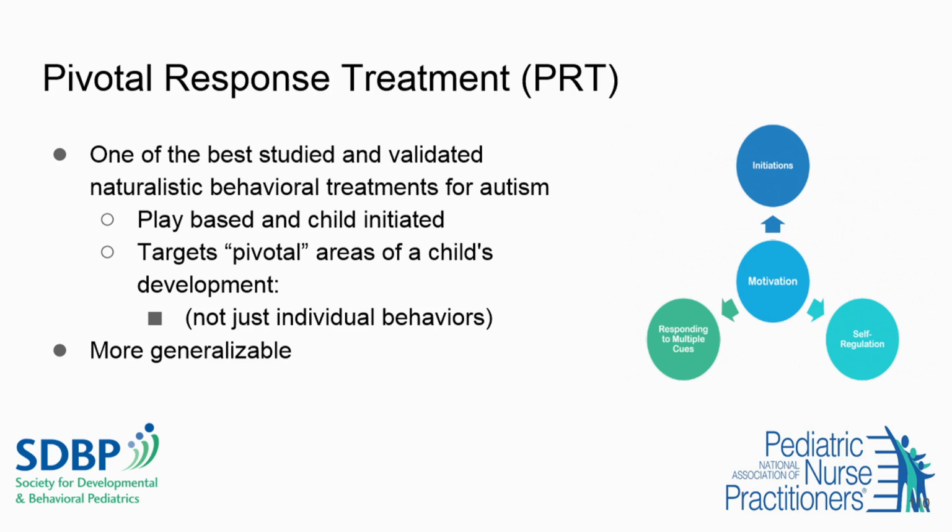PRT, pivotal response treatment. We really like this because it's one of the best studied and validated naturalistic behavioral treatments for autism spectrum disorder. It was started by the Kegels. It really focuses on improving children's motivation during learning and socialization. It focuses on these core pivotal behaviors, which are listed here, including motivation, initiation, self-regulation, and responsiveness to multiple cues. It's thought to be more generalizable because it's not targeting just a specific skill, but a specific pivotal core behavior.